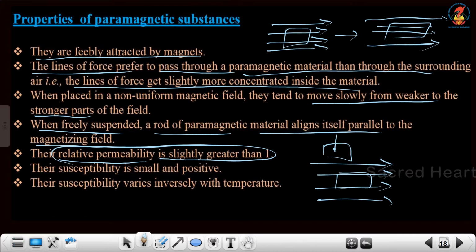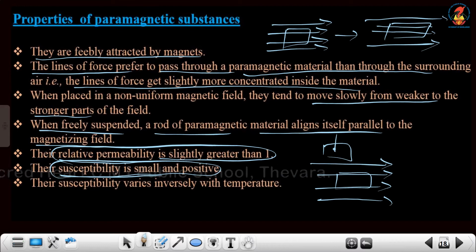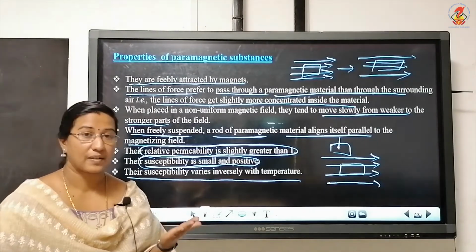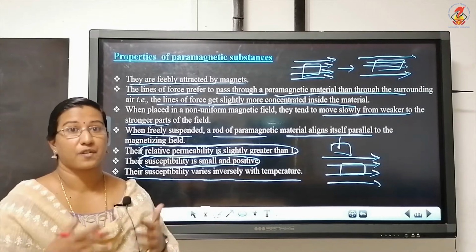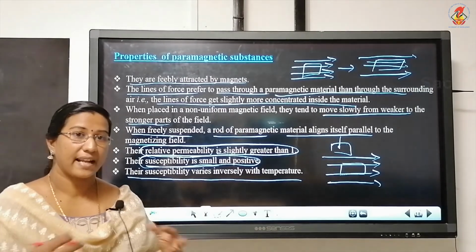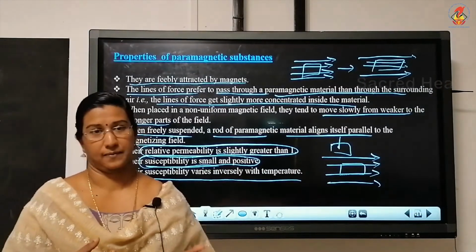Why? Because the field lines are passing through the paramagnetic material, the relative permeability is slightly greater than 1, and the material is also accepting the field. So, the susceptibility is a small value because it is a feeble magnet. So, susceptibility is a small and positive value. But the main thing which you have to consider is that susceptibility varies inversely with temperature as given by Curie's law. As temperature increases, the dipoles will start to align in random directions, and hence there won't be any net magnetization.